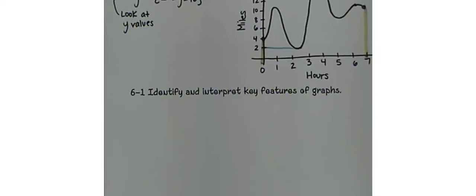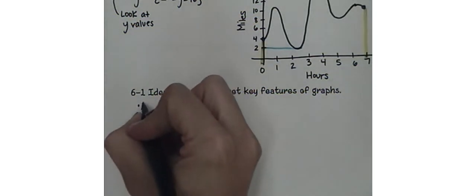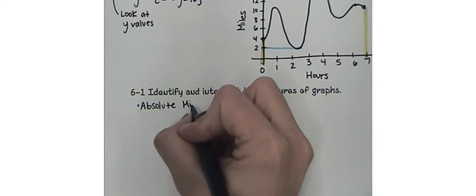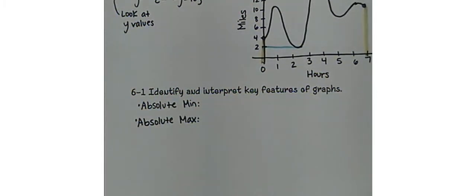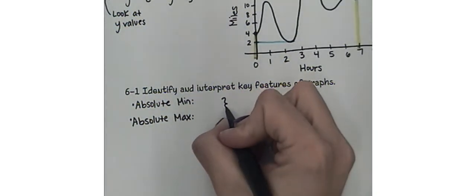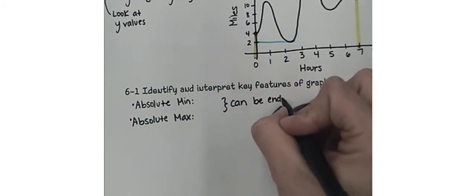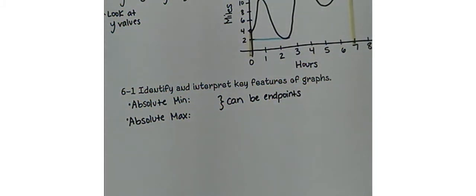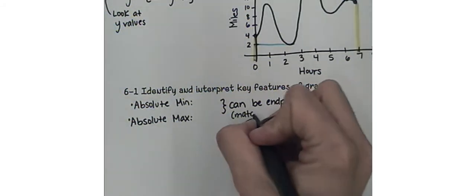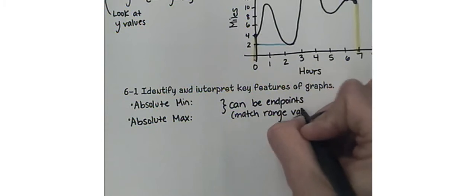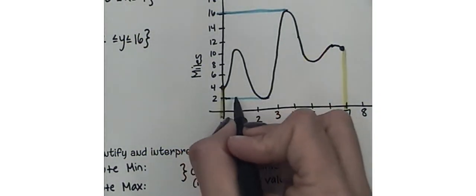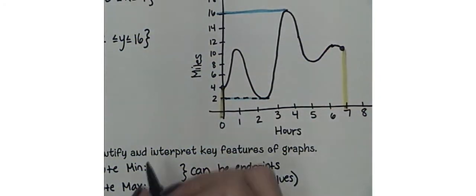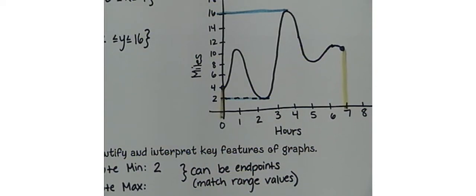Identify and interpret key features of graphs. So let's do absolute minimum. And let's do absolute maximum. And what do we know about these two things? We know that they can be endpoints. And we also know that they match our range values. So my absolute minimum, my lowest point, no matter where it occurs, is down at 2. My absolute maximum, my highest y value, no matter where it occurs, is up at 16.